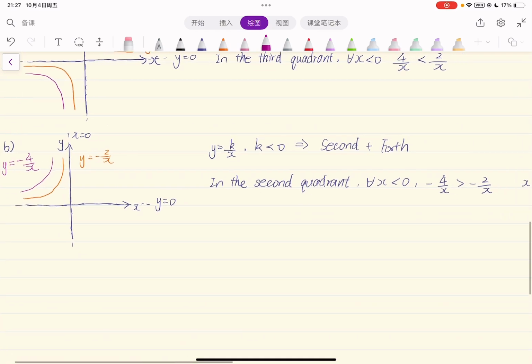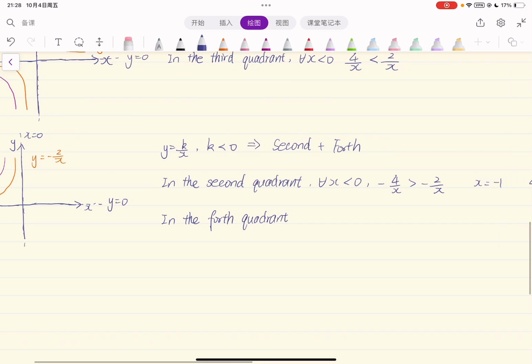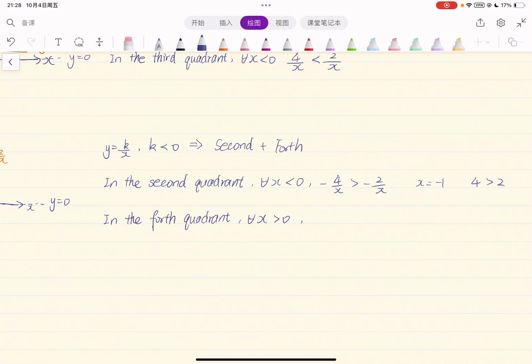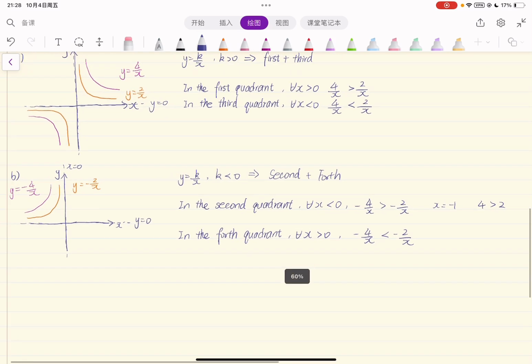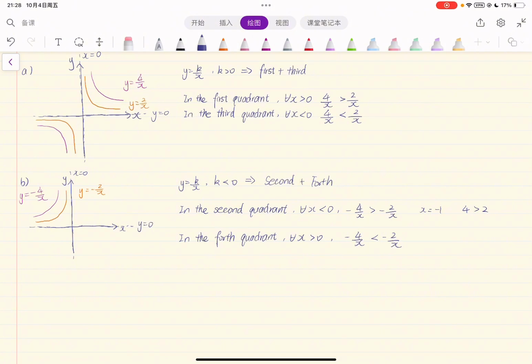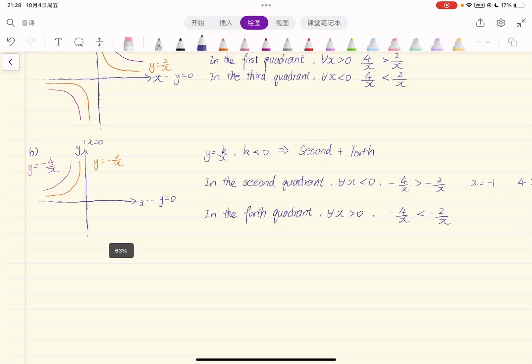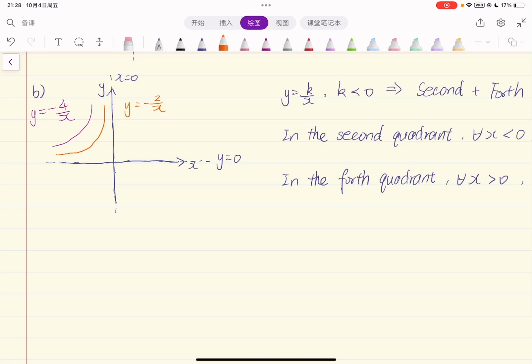Now let us see in the fourth quadrant what has happened. So in the fourth quadrant, that is for all x greater than 0, when we compare, we can see that minus 4 over x is less than minus 2 over x. Which means minus 4 over x is below minus 2 over x in the graph. So here is minus 2 over x, and the purple one is below that. So the purple one is something like that.